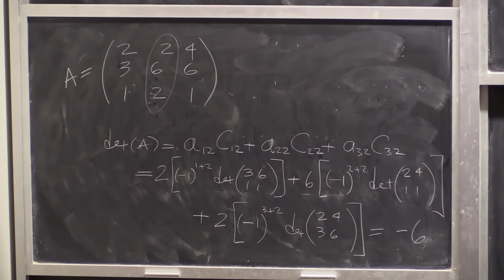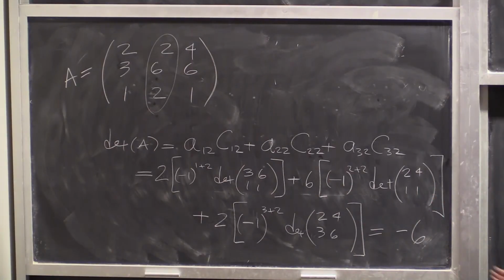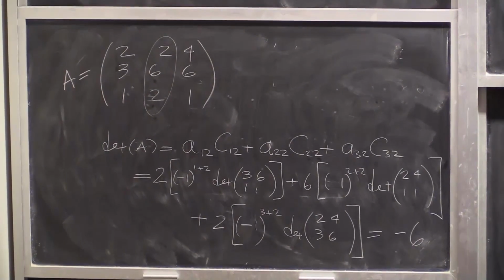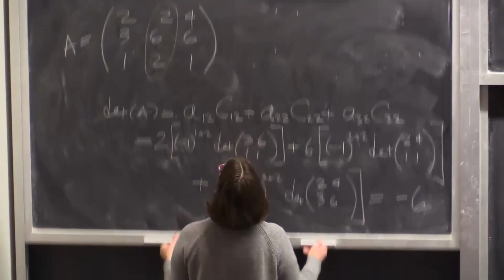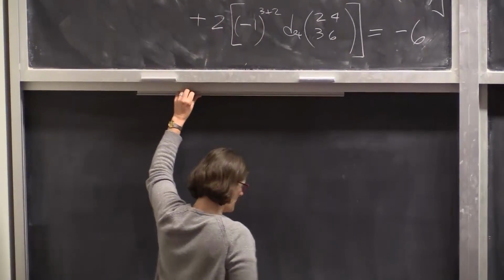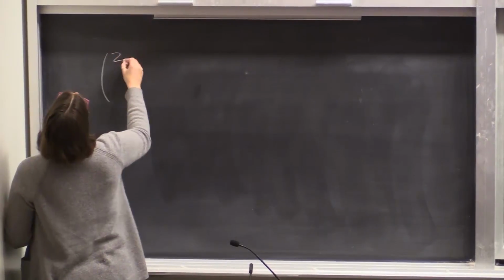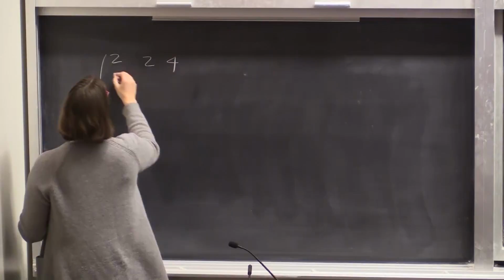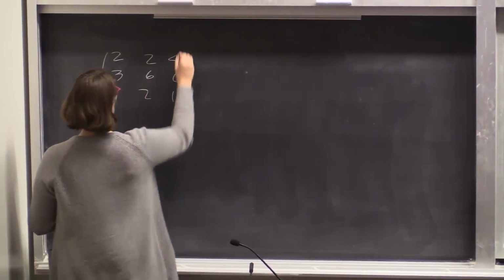So you're going to have to compute twelve 2 by 2 determinants, a whole bunch of -1s to the something or another, and you don't have any zeros to help you out. You can do it on a test, but I don't recommend it. So the question is, what's the alternate approach? If we take A, so we have 2, 2, 4, 3, 6, 6, 1, 2, 1.